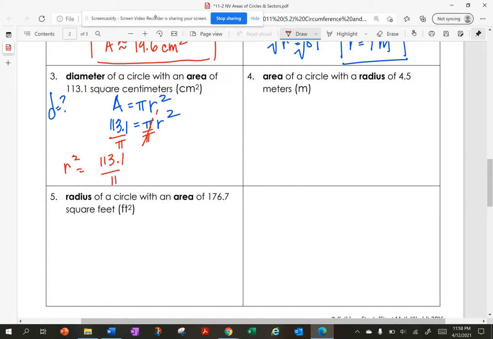113.1 divided by pi. I'm going to undo the squaring. So I'm going to get the square root of 113.1 divided by pi. So I get the radius equals 6.0. And I know the diameter is 2 times the radius. So 2 times 6.0 is 12.0, and my units are centimeters.